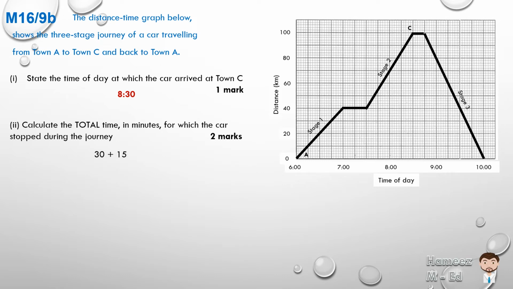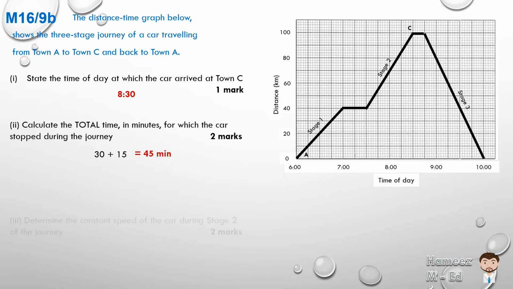So we can tell from the graph that any horizontal or flat line means that the car had stopped there, because the distance is not changing. This journey stopped at 2 places. It stopped from 7 to 7:30, which is 30 minutes. And then at C, it stopped for 1 unit, which was 15 minutes. So the total time that it stopped was 30 plus 15, which is equal to 45 minutes.